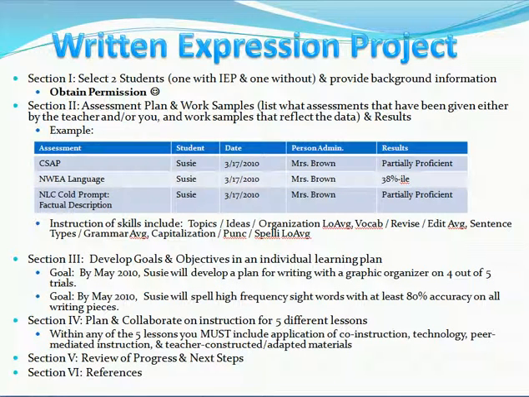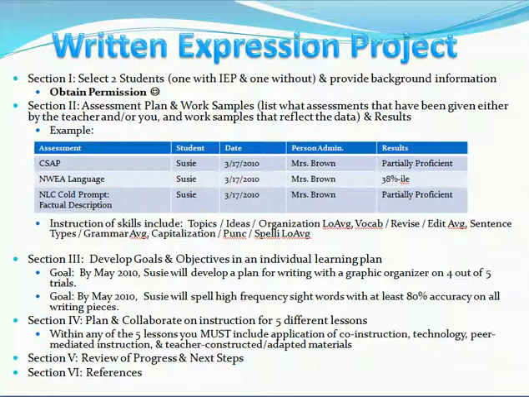Okay, let's go ahead and take a look at, actually I'm going to scooch back up to the written expression project. This project is exactly the same in the structure and the bones of the math project. It still has sections 1 through 6 that you need to make sure you complete. The only difference is that it's writing, not math, and the only other difference is under section 4, in relation to plan and collaborate on instructions for your 5 different lessons. As you will see, the declarative, conceptual, problem solving, etc. type of lessons is not included in this.